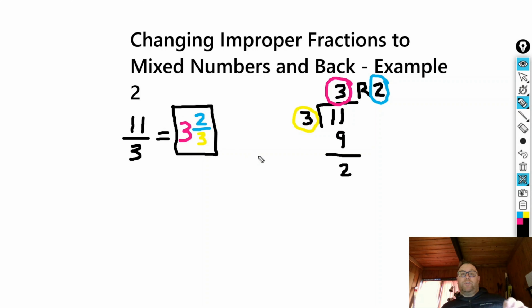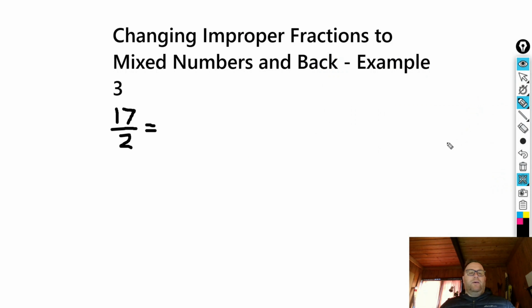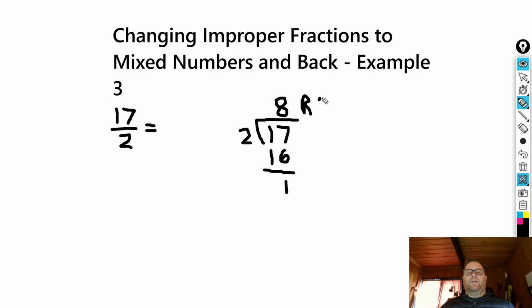Let's look at one more where we're changing improper fractions to mixed numbers, and then we'll look at going the other way. All right, in our third example, we're changing the improper fraction 17/2 to a mixed number. So we're going to take the top part, 17, and we're going to divide it by 2. So 2 goes into 17 8 times. 2 times 8 is 16. And we have 17 minus 16 is 1, so we have a remainder of 1.